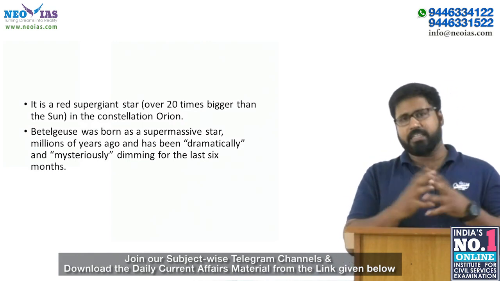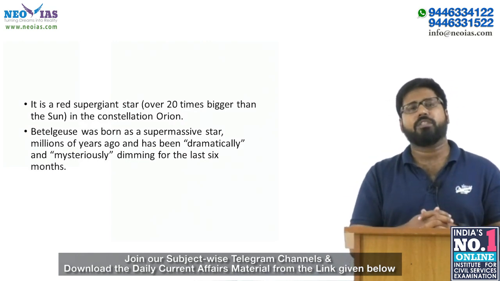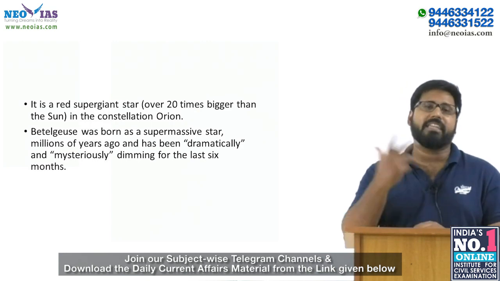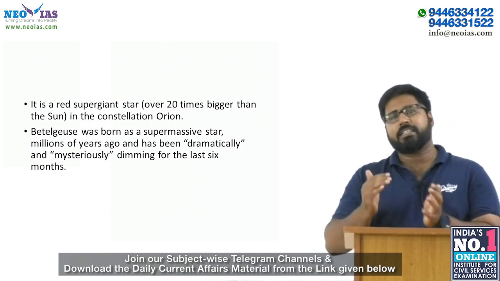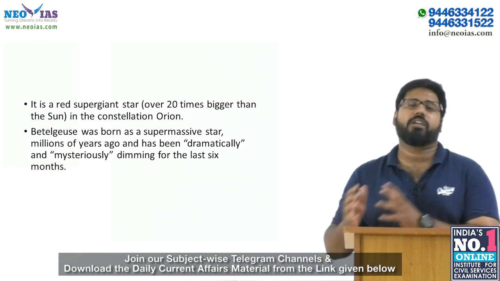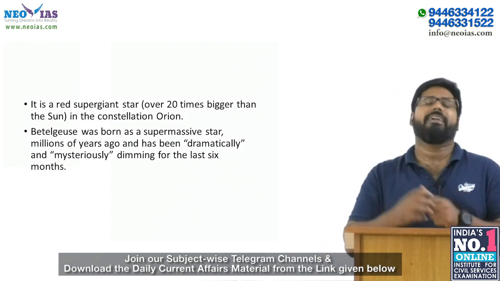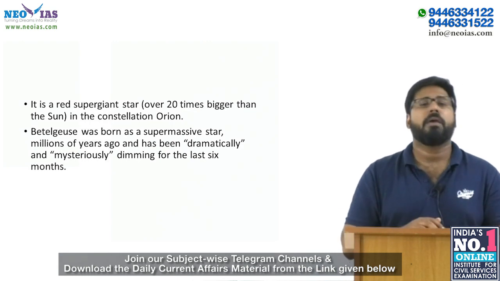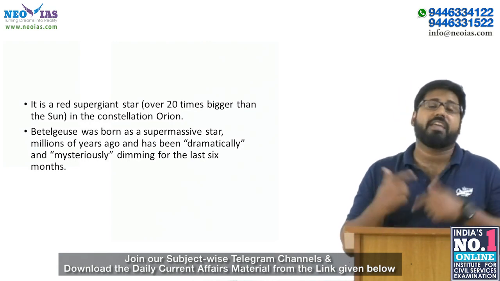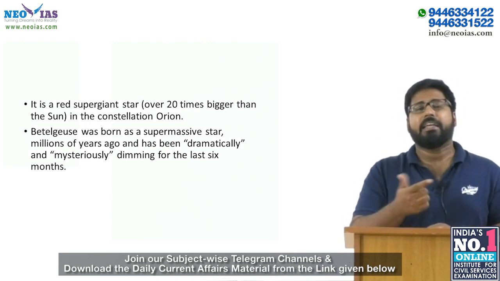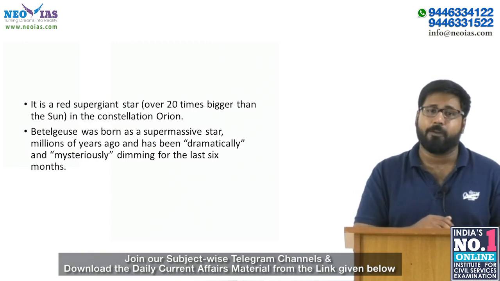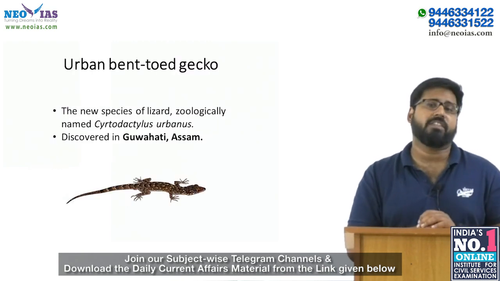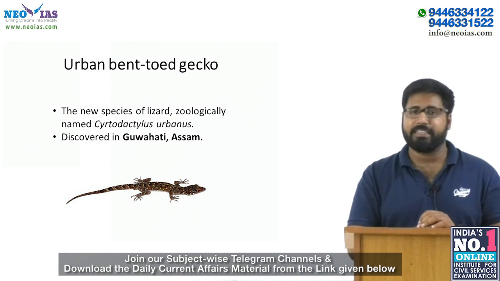Just as another piece of information for you to know, a red supergiant or a red giant, as they say, means that a star is about to die. So there is going to be a significant loss in energy of that star, and maybe that might be the reason why the star starts to dim. But scientists are saying that it is happening at a very fast rate, and that is why studies are being conducted right now. Now going to the last topic of the day, which is the urban bent-toed gecko.